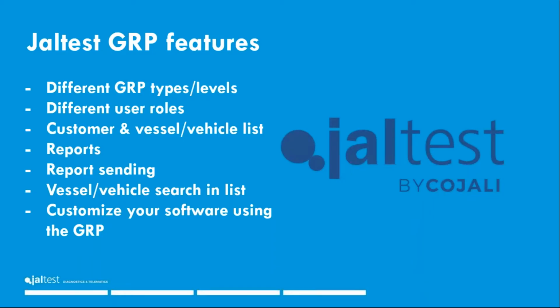Okay, so let's get to the Jaltest GRP features. As I said, we have different GRP types, levels. We also have different user roles or types of users. We have all the functionality like create customers and vessel list, access all your reports, your workshop management, my task, reception, human resource. I'm going to be also talking about the report sending, okay? Vessel vehicle searching list and customize your software using Jaltest GRP.